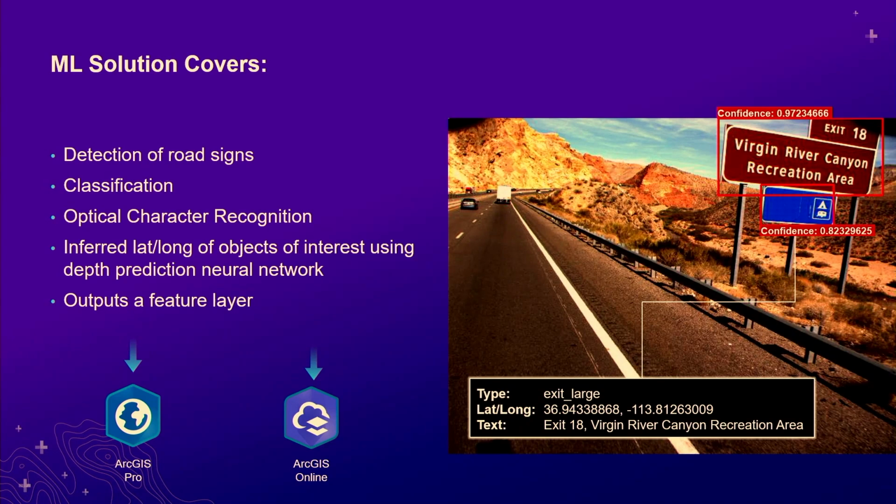We've also managed to infer where each sign is in a map by understanding how far each sign is away from the camera, since the latitude and longitude metadata that are paired to the camera does not reveal that information. And finally, we're able to persist these detections into a feature layer, which of course means that you can carry on with post-processing and analysis in ArcGIS Pro or ArcGIS Online.